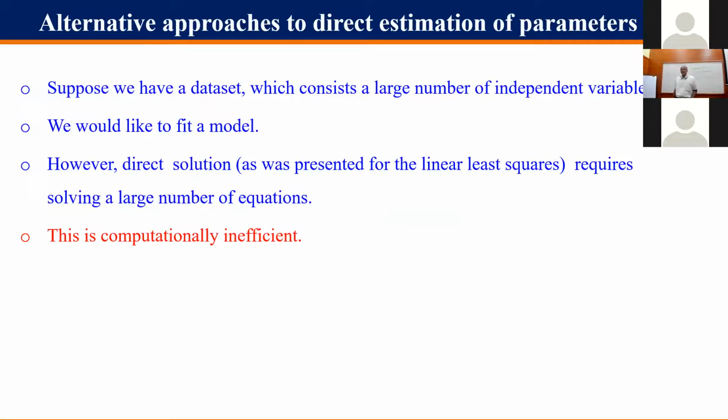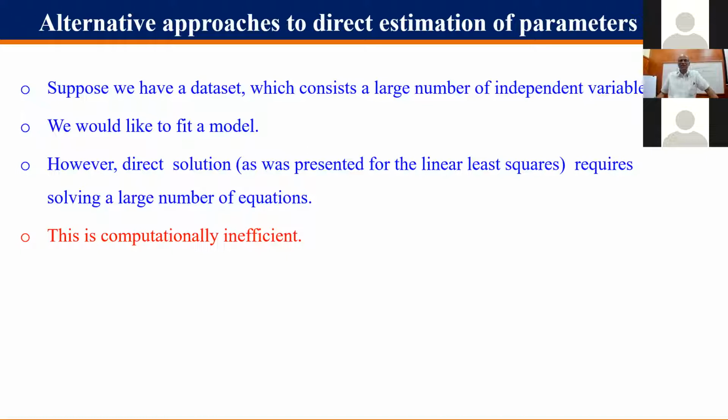So suppose we have a data set which consists of a large number of independent variables. So you want to correlate the output variable, for example, rainfall or whatever, rate of mass loss of a glacier or aerosol optical depth or wave height. So there are a series of independent variables, x1 to xn. Y is your dependent variable, so you want to fit. Okay, so we would like to fit a model.